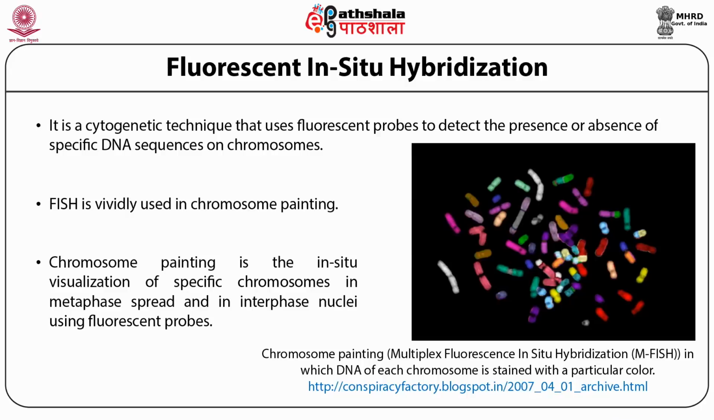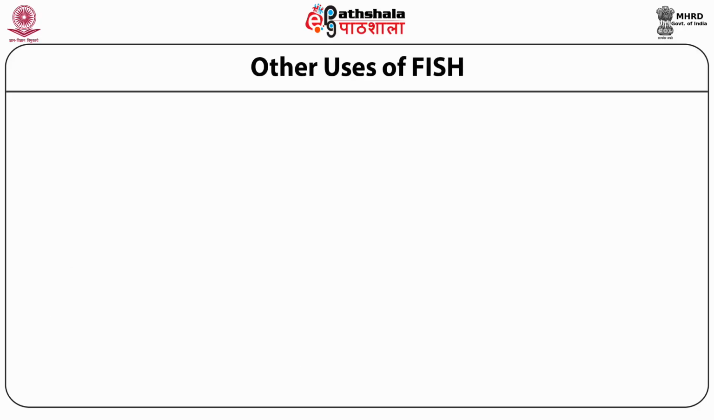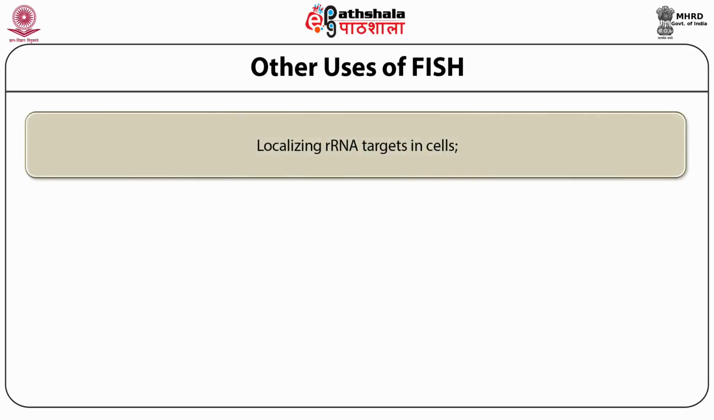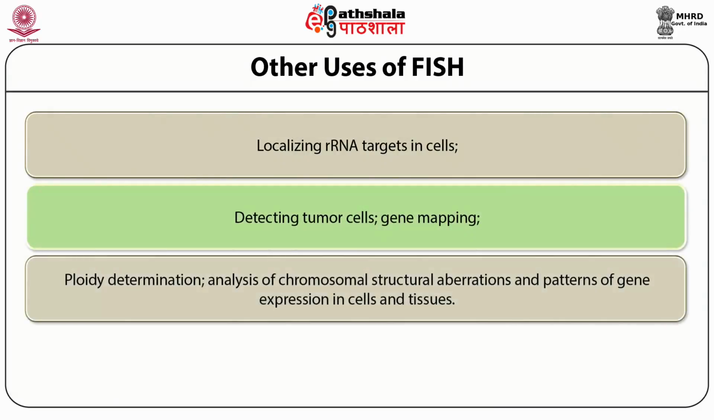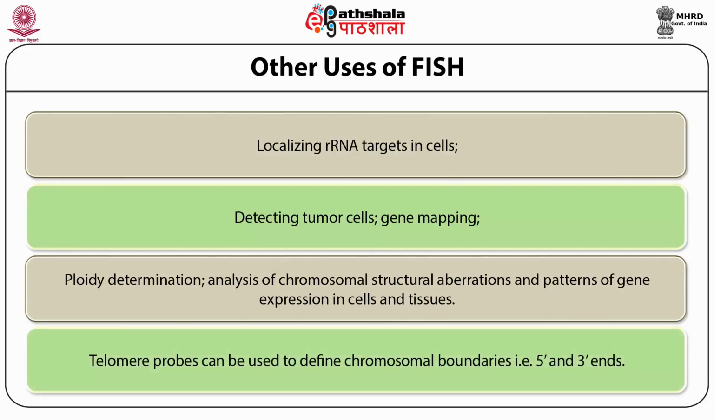hybridization site. This can be used to identify cross-species homology by labeling probes from one species for hybridization with chromosomes of another species. Other uses of FISH include localizing rRNA targets in cells, detecting tumor cells, gene mapping, ploidy determination, analysis of chromosomal structural aberrations, and patterns of gene expression in cells and tissues. Telomere probes can also be used to define chromosomal boundaries, that is, 5' or 3' ends.